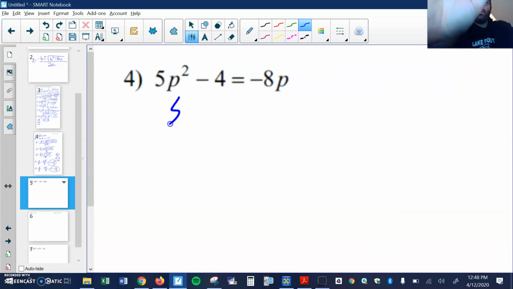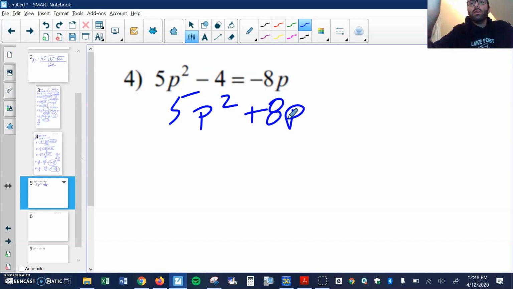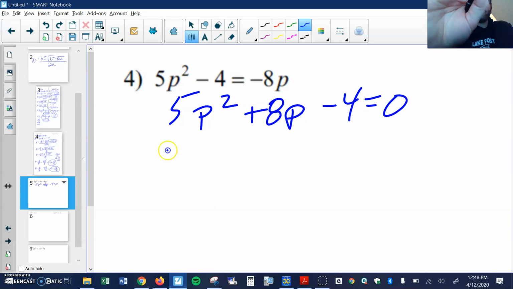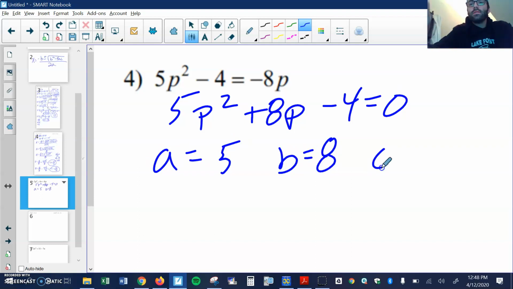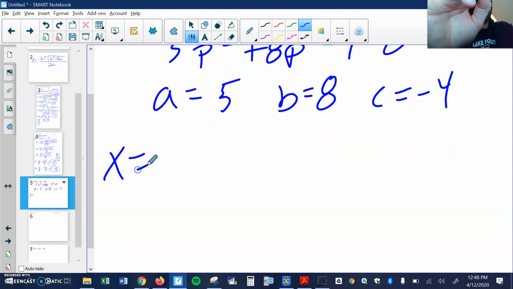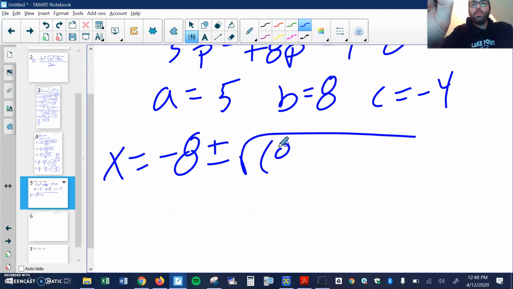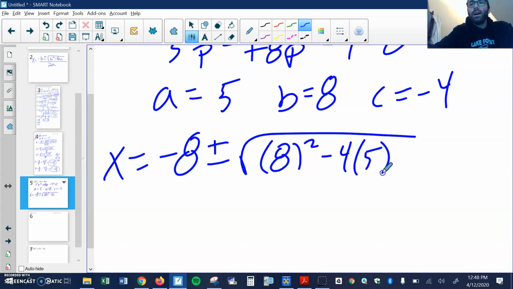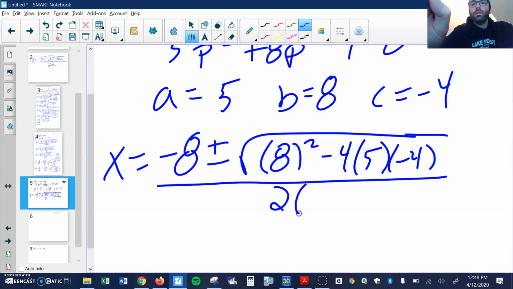So this is 5p squared plus 8p minus 4 equals 0. A equals 5. B equals 8. C equals negative 4. We're cruising. X equals opposite of B plus or minus the square root of B squared, so 8 squared, minus 4. A is 5. C is negative 4. All over 2 times A, which is 5.